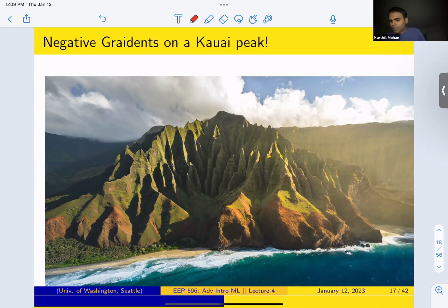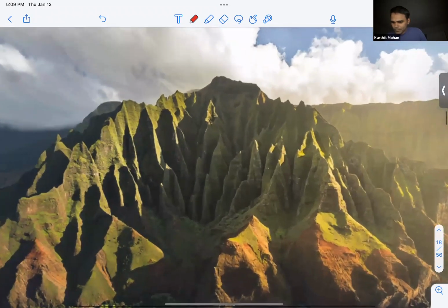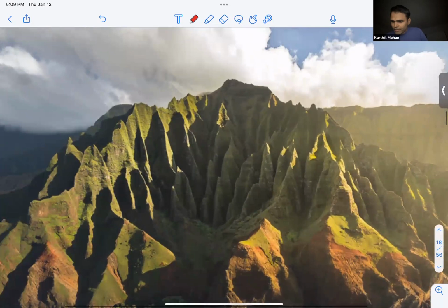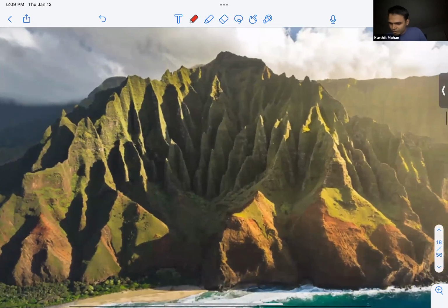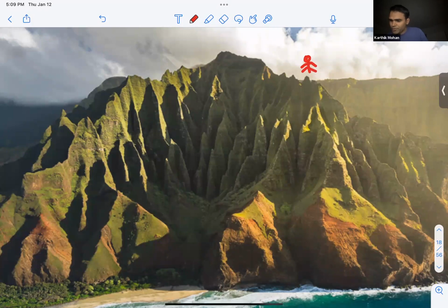So think of hiking. This is a place in Kauai, maybe it's the Napali coast or something. Let's zoom in. Let's say you're standing here. So you're standing here, right? Okay, that's my rough representation of you. And you want to go down to the beach, okay?